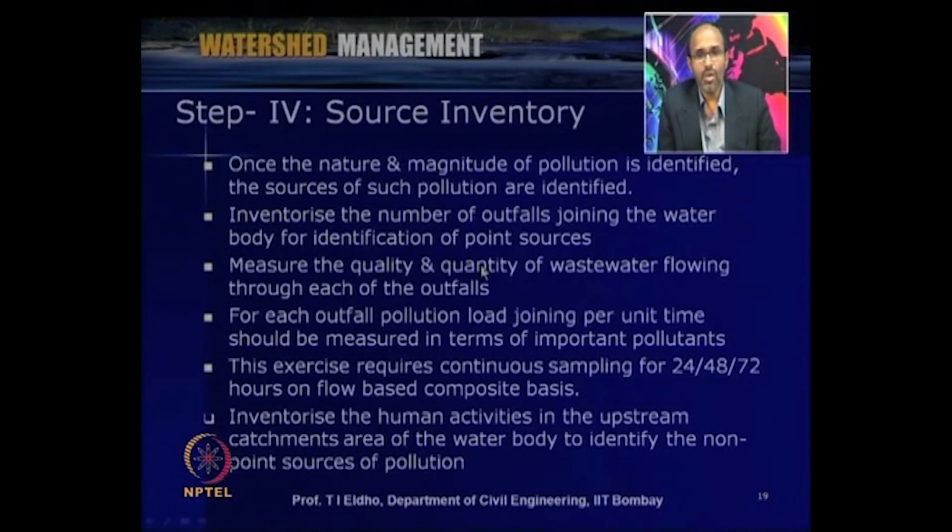So measure the quality and quantity of wastewater flowing through each of these outfalls, and then for each outfall the pollution load joining per unit time should be measured in terms of important pollutants. This exercise requires continuous sampling, for example 24 hours, 48 hours or 72 hours, like 1 day, 2 days or 3 days, on a flow based composite basis. Accordingly we have to see, then we have to make the inventories.